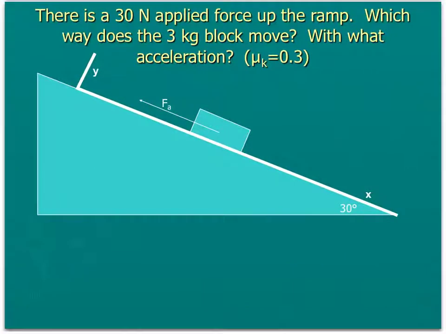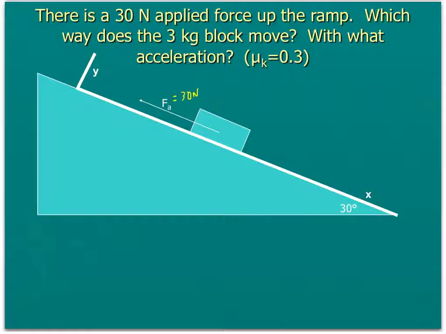Okay, in this problem we know that there's a 30 Newton force applied up the ramp. But that doesn't necessarily guarantee that this block is going to move up. We have to look at its component Fwx, and if that is greater than the applied force of 30, it's going to slide down the ramp. However, if the applied force of 30 newtons is greater than Fwx, it will move up the ramp. So let's figure out, first of all, which way this block is going to move.